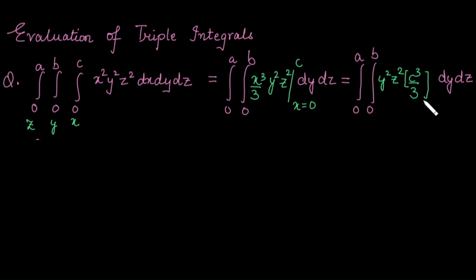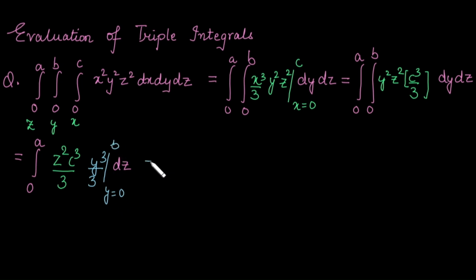Now take the integration with respect to y. In that case, z square c cube by 3 is a constant and the integration of y square is y cube by 3, and the outer integration for z is as it is. And the limit of y is 0 to b. In the next step, substitute the limit for y. That gives b cube by 3 minus lower limit 0.